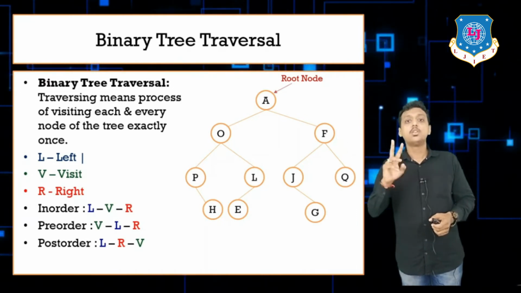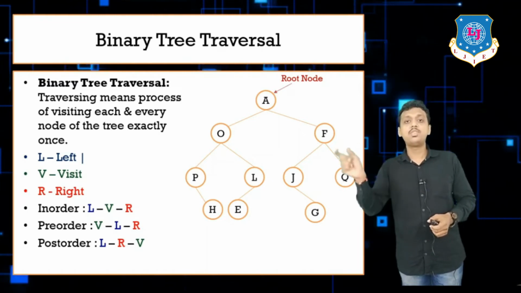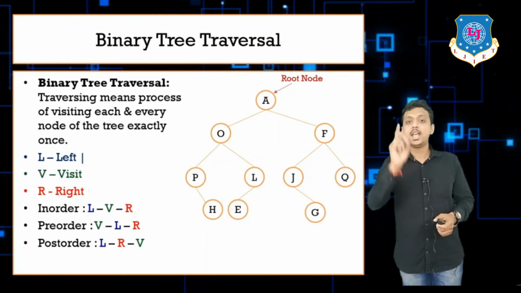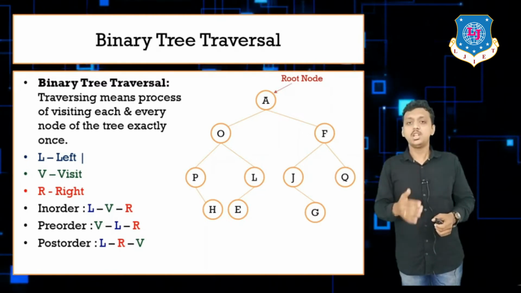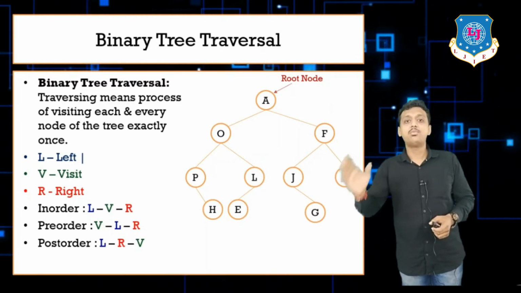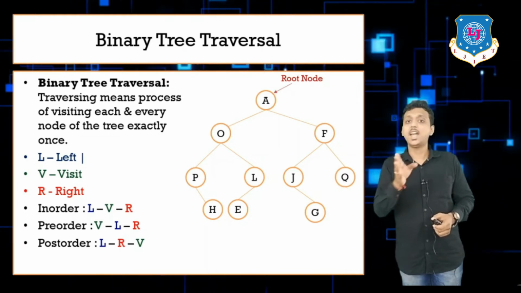For pre-order, we have to choose VLR: visit, left, right. And in post-order, students, we need to choose LRV, that means left, right and visit.